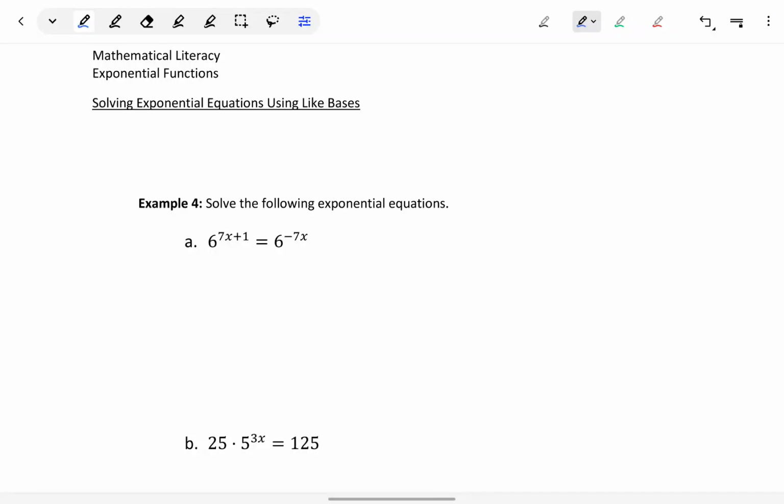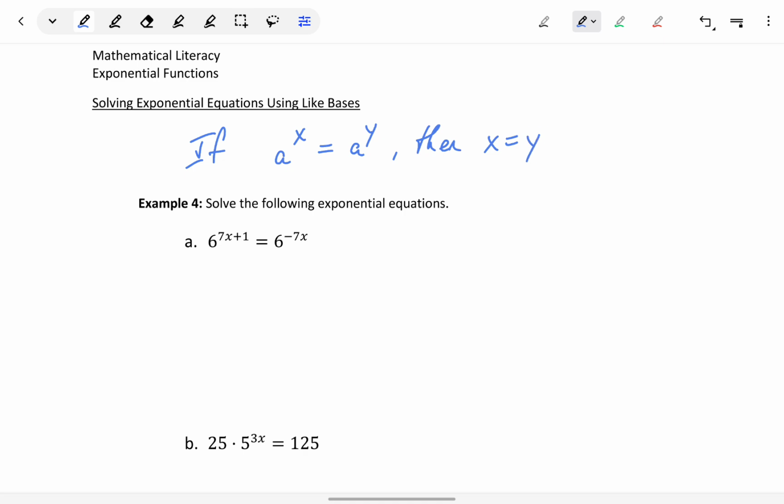We can solve exponential equations using what we refer to as like bases. This is built around the idea that if we have a to the x power equal to a to the y power, then x has to be equal to y.